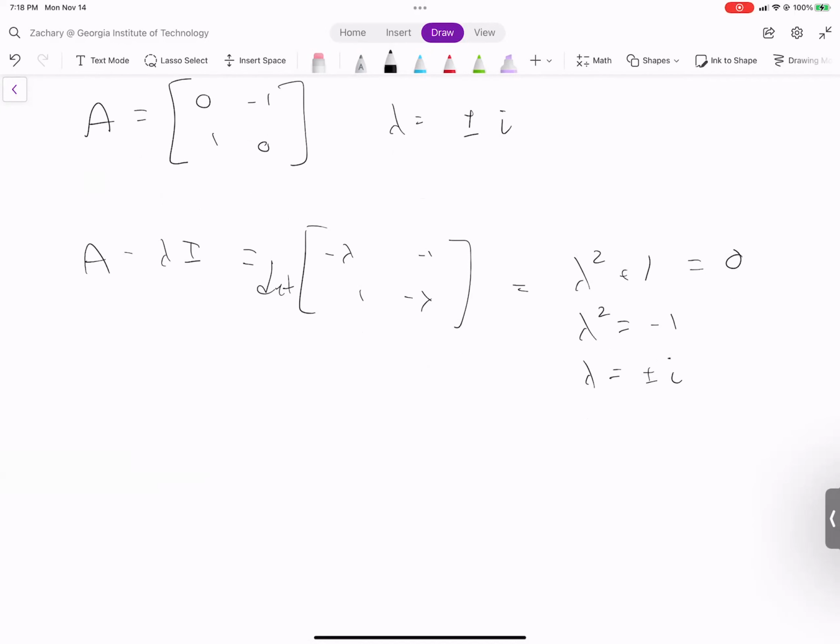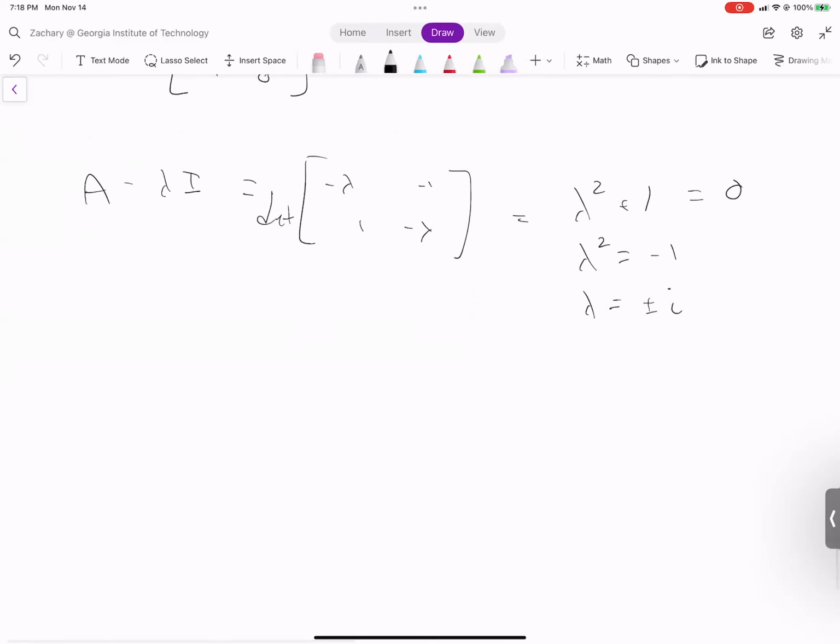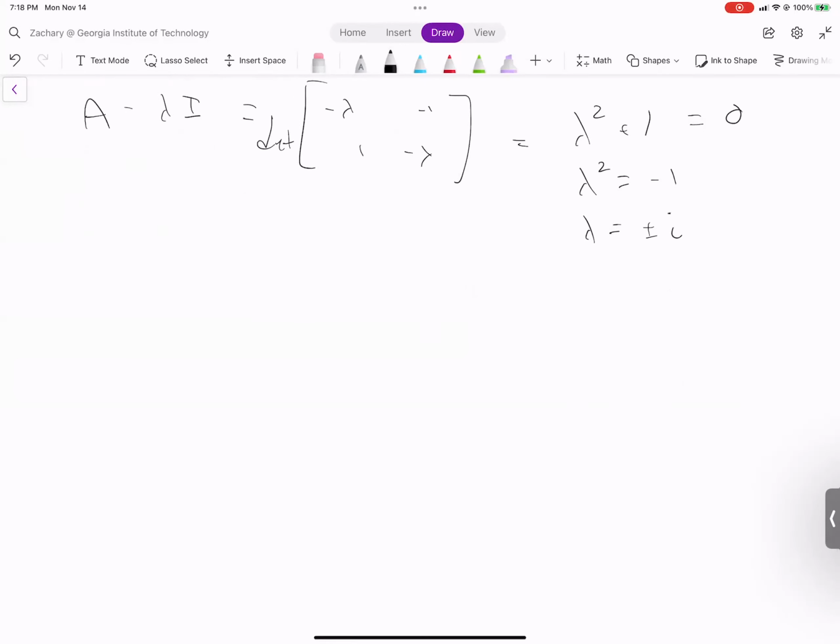So is this diagonalizable? How many distinct eigenvalues do we have? So is it diagonalizable? Yes, there it is. Okay. So let's do A minus iI. So this is corresponding to lambda equals i, obviously. So we get negative i, -1, 1, -i.